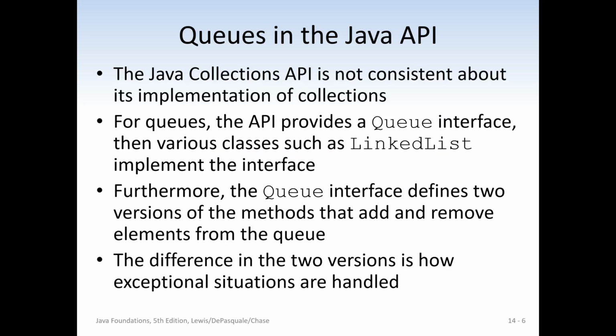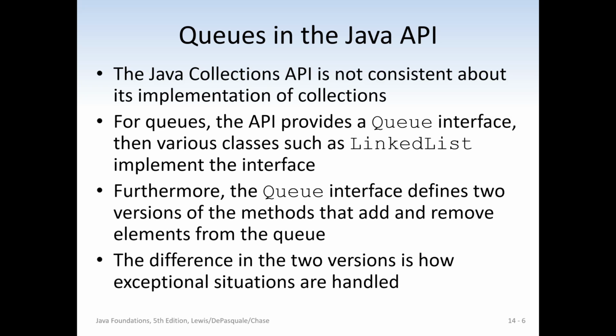All right. So queues in the Java API. Again, the Java Collections API is not very consistent about its implementations of collections. So for queues, the API provides a Queue interface. There's no queue class. There's a Queue interface. And then various classes implement that interface, such as the LinkedList class. So you have a Queue interface, and then when you actually instantiate it, it's a LinkedList. And LinkedList is going to implement the Queue interface.